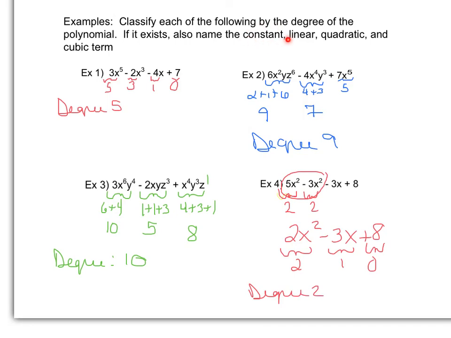If I name my terms, my constant term is 8. My linear term would be negative 3x. And my quadratic term would be 2x squared. Again, I don't have a cubic term, but I can name those 3.